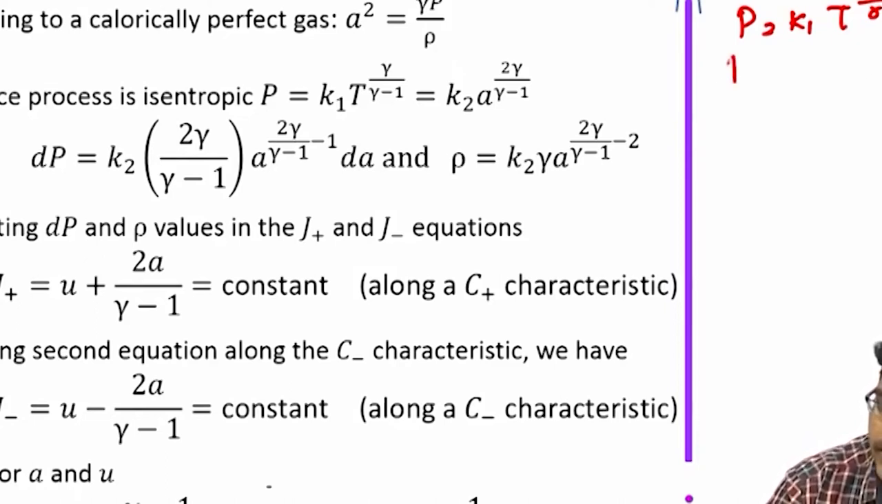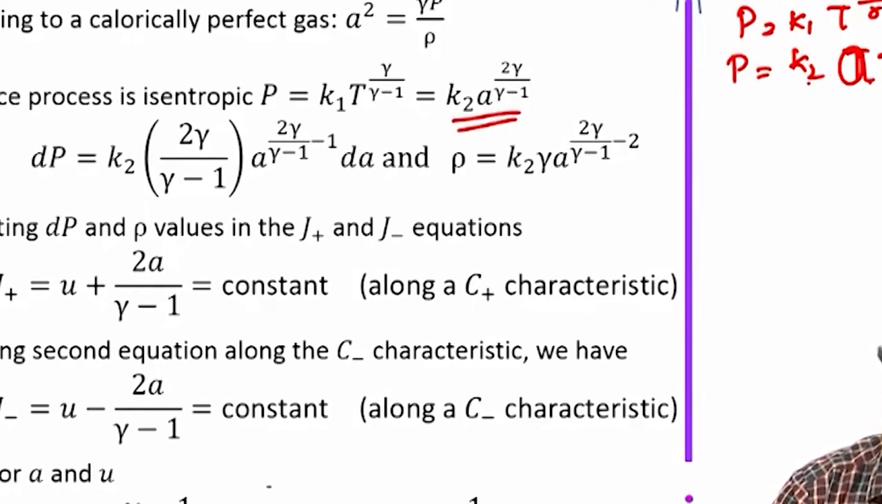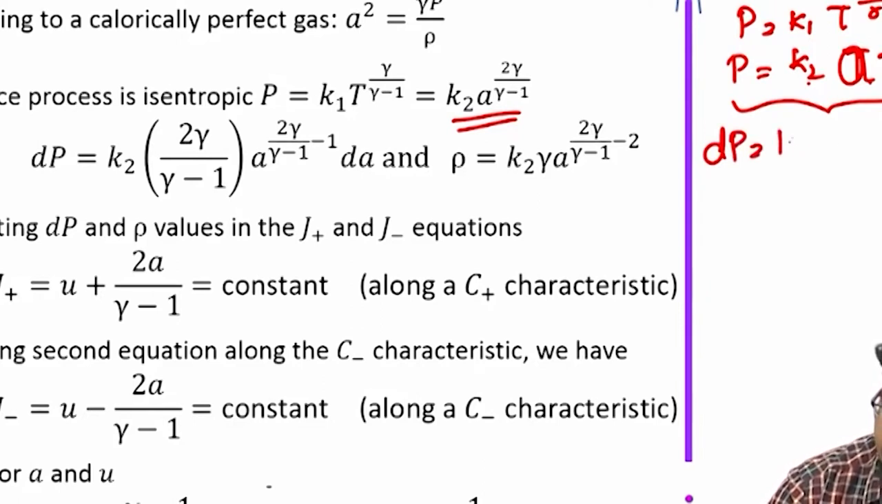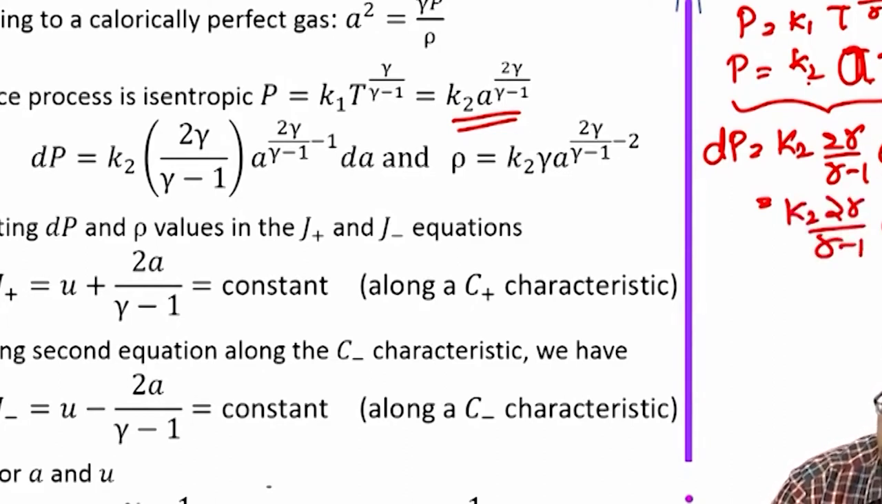So, T can be replaced by a square, with, of course, other additional constants getting multiplied. So, you get P goes as K2 a power, that is the speed of sound, a power 2 gamma by gamma minus 1. This is how we get this. Then once we have an expression for P, we can write dp, and dp is k2 2 gamma by gamma minus 1 a power 2 gamma by gamma minus 1 minus 1. This will turn out to be k2 dA 2 gamma by gamma minus 1. So, you can do this gamma plus 1 by gamma minus 1.